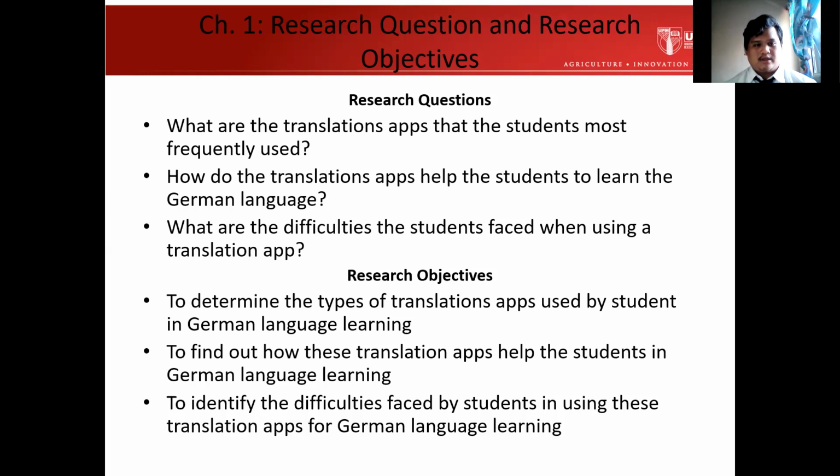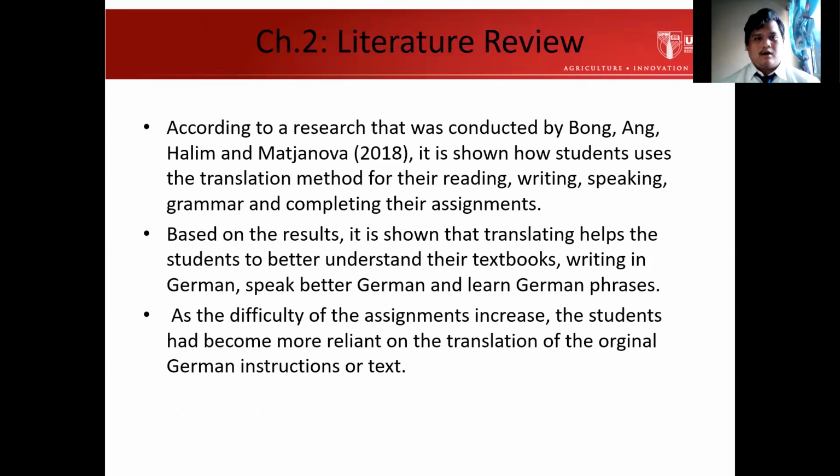So, research objectives. The first objective of this research is to determine the types of translation apps used by students in German language learning. The second one is to find out how these translation apps help the students in German language learning. And the third objective is to identify the difficulties faced by students in using these translation apps for German language learning.